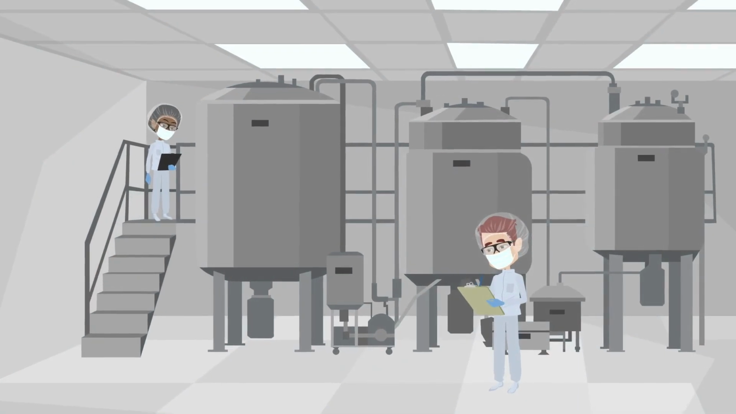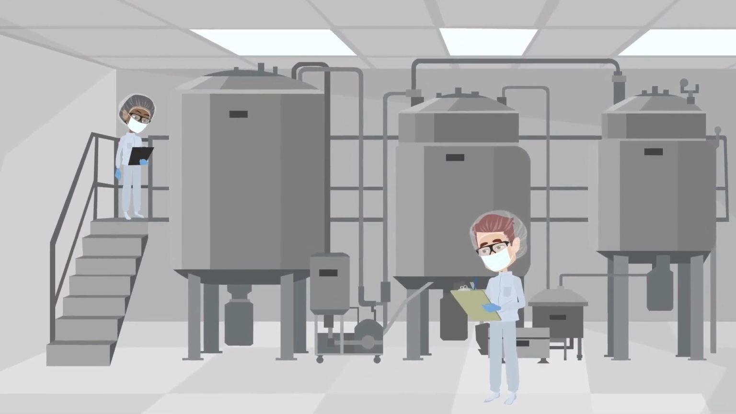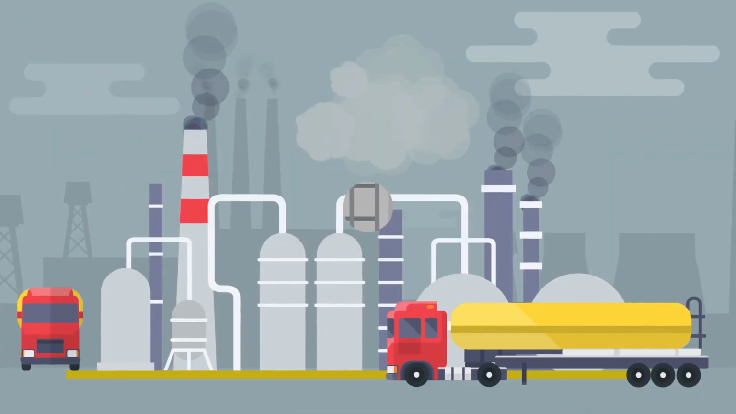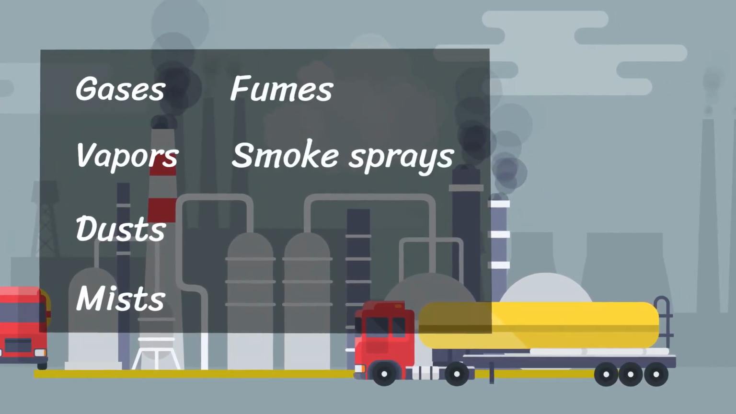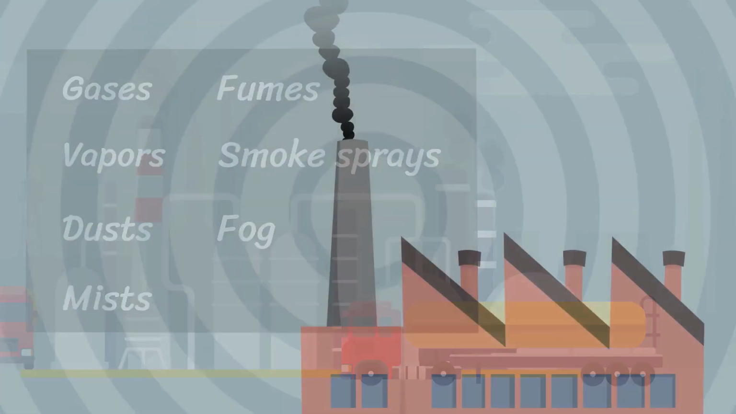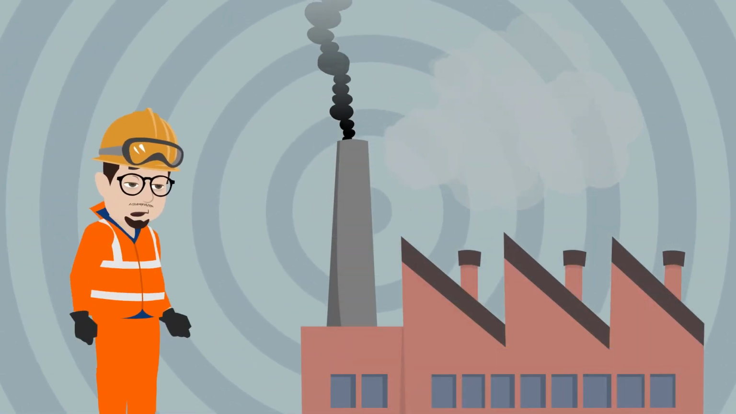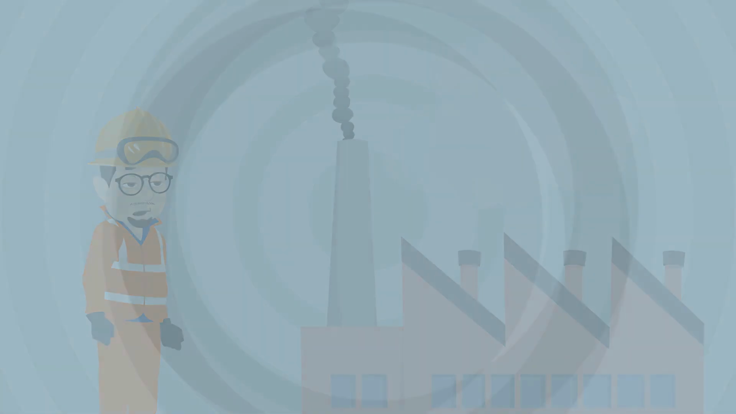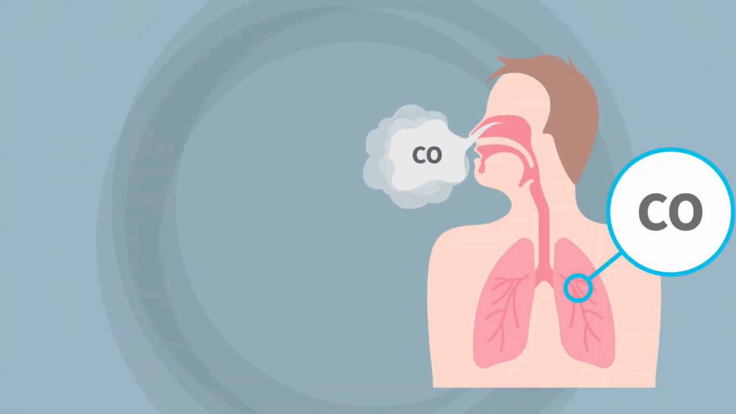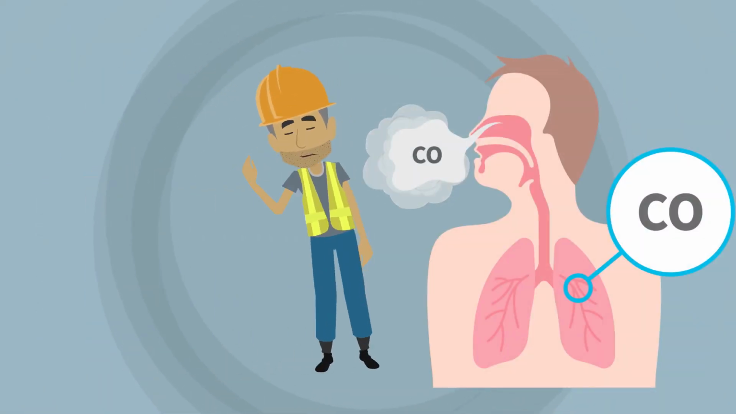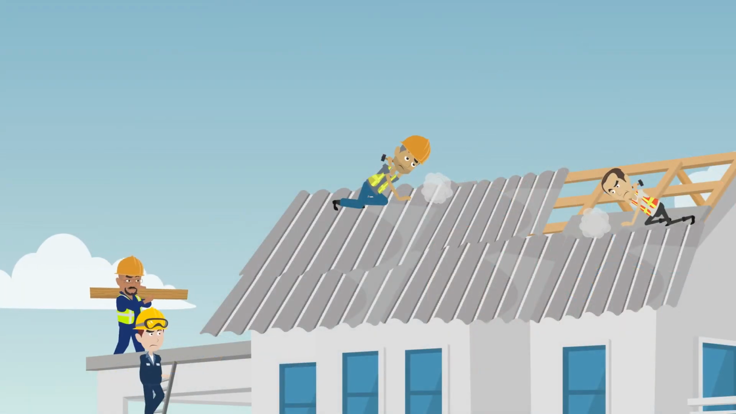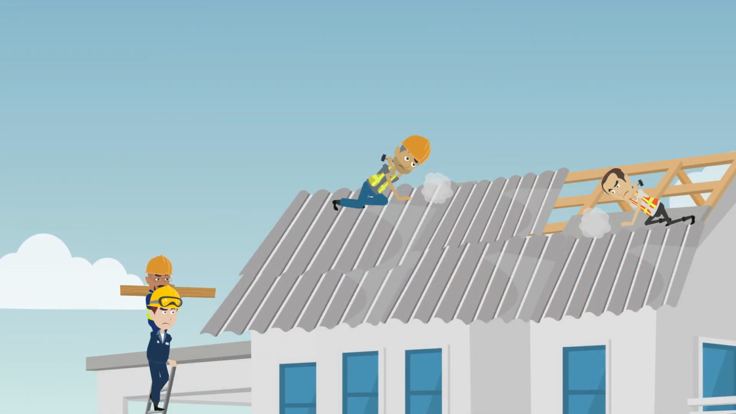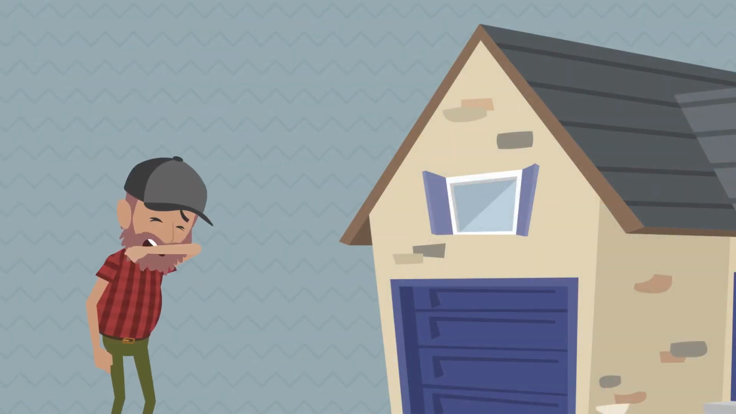Respiratory hazards can exist in various forms at general industry work sites. There could be gases, vapors, dusts, mists, fumes, smoke, sprays, and fog. If you breathe them in, certain respiratory hazards act quickly. For example, carbon monoxide, an invisible, odorless gas, can make you unconscious or kill you in minutes. Other respiratory hazards can take years to make you sick, like asbestos, which can cause lung cancer decades after you breathe it in.